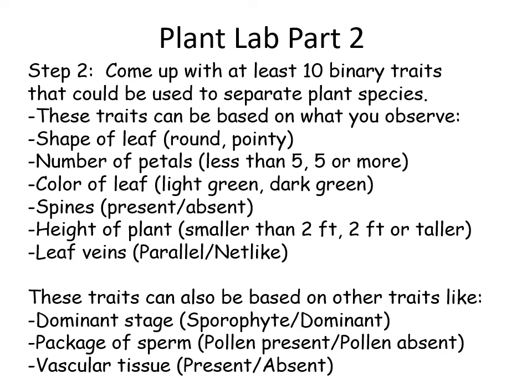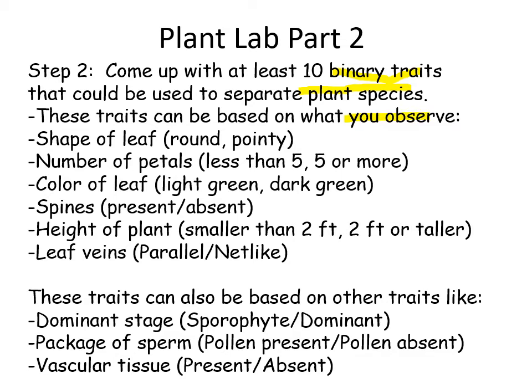Okay, so the second step is to come up with at least 10 binary traits that could be used to separate plant species, to tell them apart. If you remember when we were doing the lab and we're looking at different insects, you came up with binary traits. So they just fit into 2 categories. It's either this or it's that. And that's very useful for when you're going to create a family tree, which we're going to do in the lab next week. So you can do these traits based on what you observe.